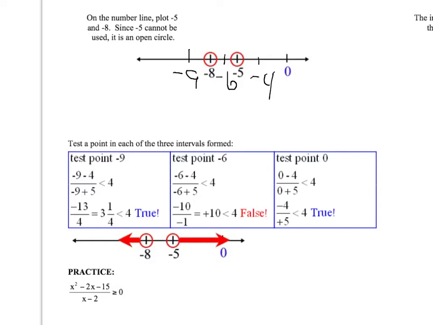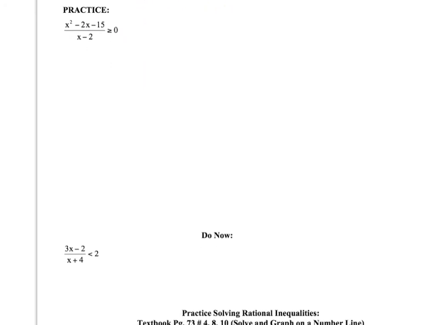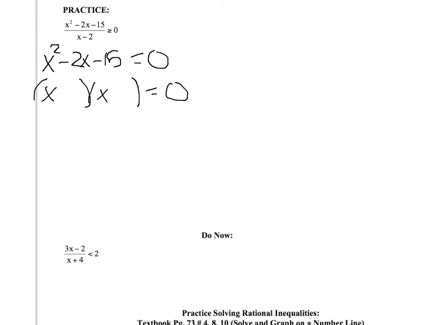Now let's try to do one together. First thing I'm going to do is cross multiply. When I cross multiply, I get x squared minus 2x minus 15 equals, and 0 times x minus 2 is just a 0. I'm going to factor. 15 factors to 5 and 3. It's going to be a negative 5 and a positive 3. And you solve these. You set x minus 5 equal to 0, and you get x equals 5. You set x plus 3 equal to 0, and you get x equals negative 3.